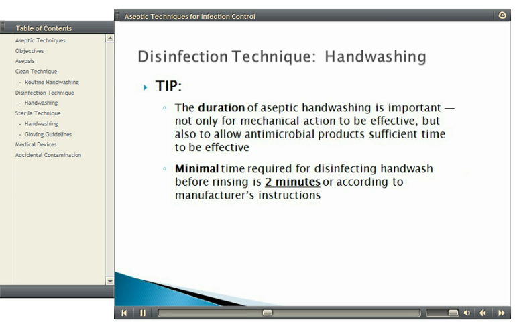Disinfection technique, hand washing. Tip. The duration of aseptic hand washing is important, not only for mechanical action to be effective, but also to allow antimicrobial products sufficient time to be effective. Minimal time required for a disinfecting hand wash before rinsing is 2 minutes, or according to the manufacturer's instructions.